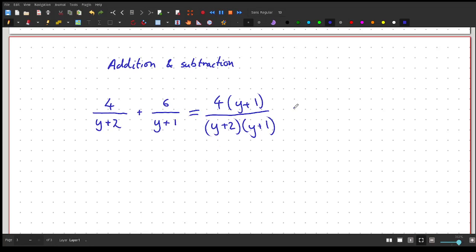And then I will add the other fraction, y plus 1, and then I'll take the y plus 2 denominator and put it over here, y plus 2, y plus 2.